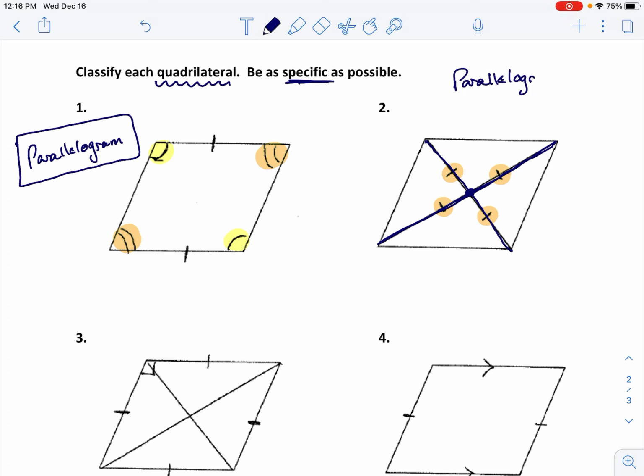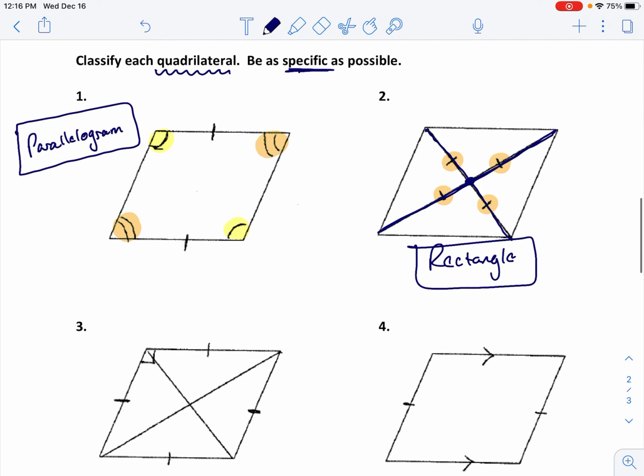So again, I'm thinking parallelogram, maybe. But I can get more specific because all four parts are the same. That means diagonals bisecting each other, and the diagonals, the whole things themselves, are congruent. Let me use the eraser tool. That'll be easier. This is a rectangle because the diagonals bisect each other and the diagonals are congruent. So when you see all four of those little tick marks are the same, that is a rectangle.